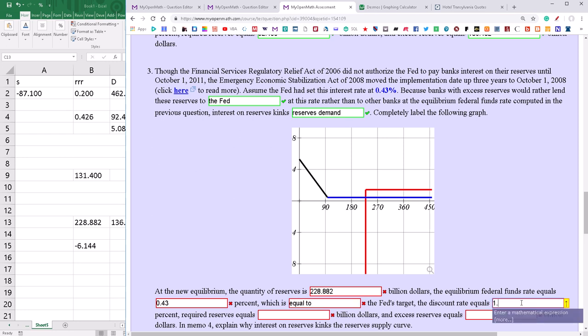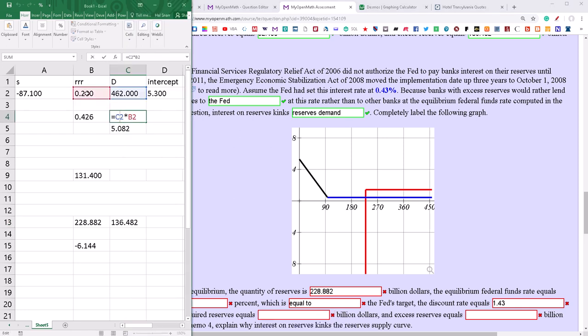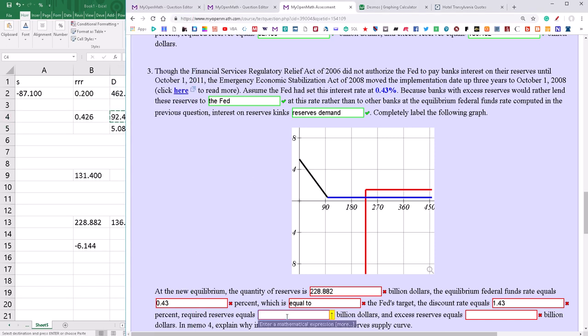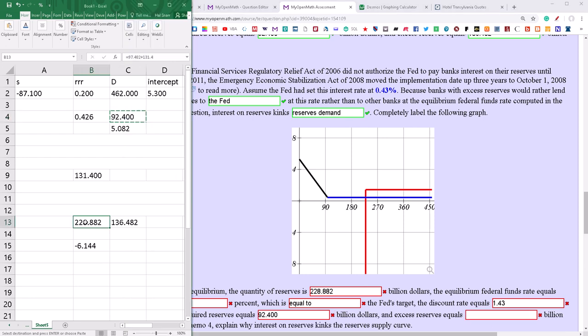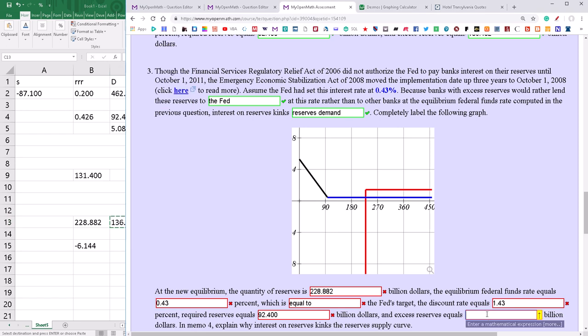The discount rate is still 1.43. Required reserves is still the product of these two, the required reserves ratio and the quantity of demand deposits. So it's still 92.4. Excess reserves, well, if this is the quantity of reserves and this is required reserves, excess reserves are still $136.482 billion.